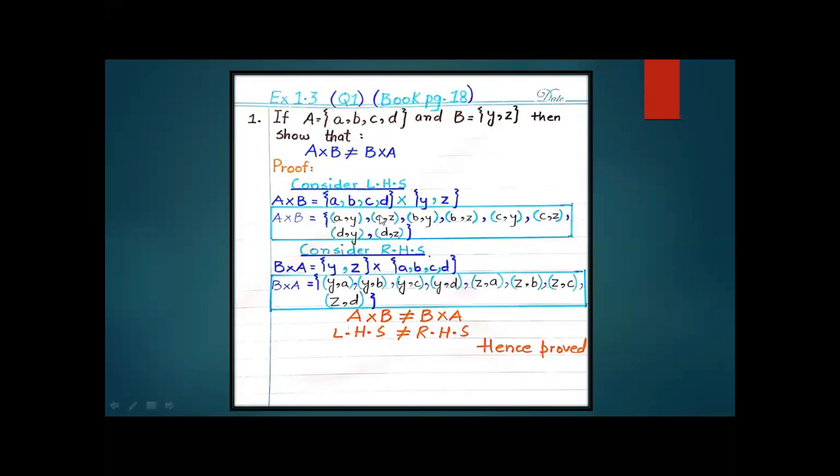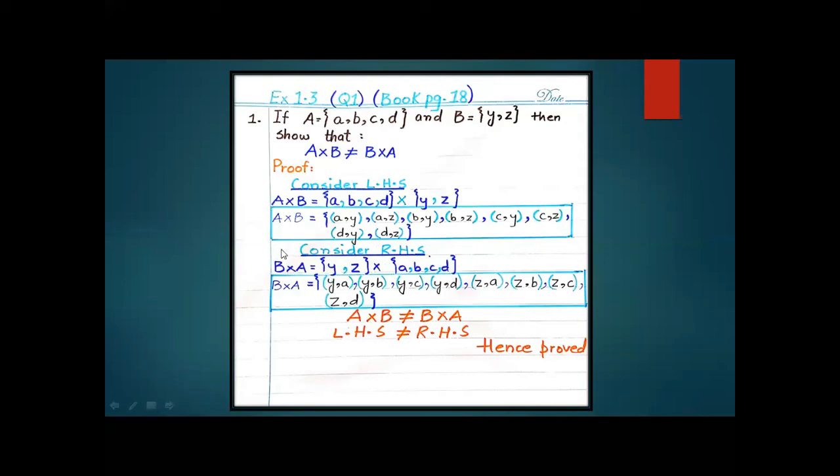And each ordered pair should be separated with a comma. We are using a comma within the ordered pair for separating the elements, and we are also using a comma for separating the ordered pairs from each other. Okay, now come towards the right hand side. The right hand side is B multiplied by A.